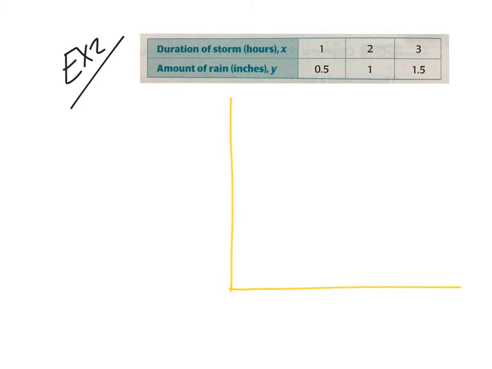And then they give you the 0.1 and 0.5. So I'm going to graph that on here. So 1 and 0.5 would be about there. My next point is 2 comma 1. So over 2, up 1. And then my last one is over 3, up 1.5.